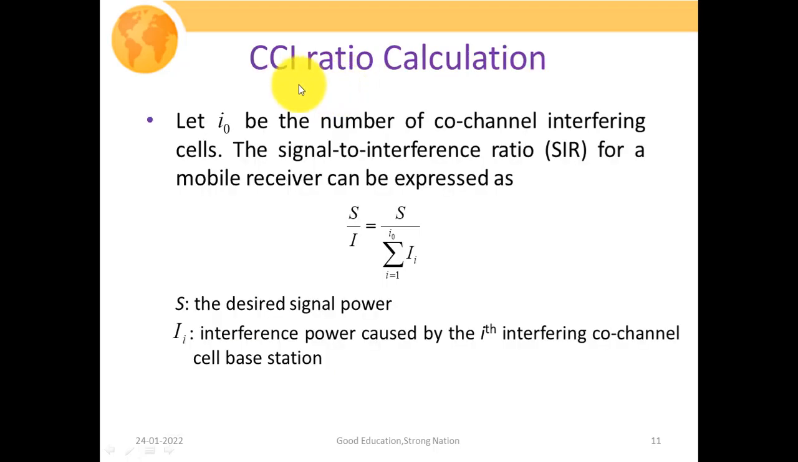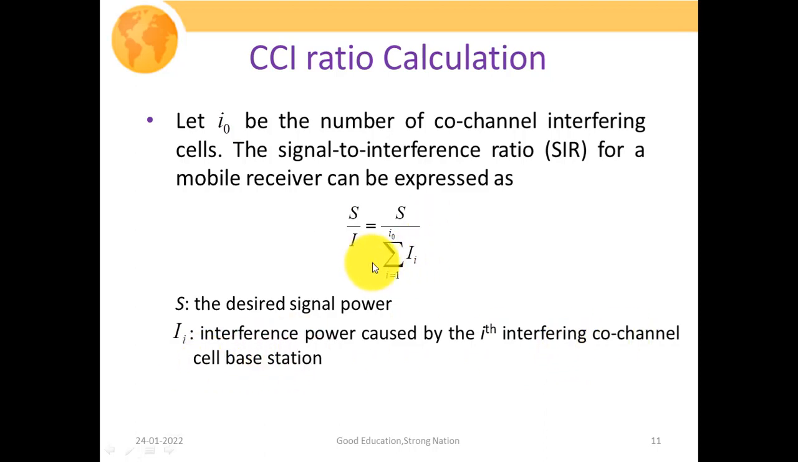Now this particular slide is showing how we are going to calculate the co-channel interference. Interference is nothing but unwanted noise power that we really want to minimize. Let I0 be the number of co-channel interfering cells. The signal to interference ratio for a mobile receiver can be expressed as S upon the summation of Ii, i from 1 to I0, where S represents the desired signal power and Ii represents the interference power caused by the ith interfering co-channel cell base station.